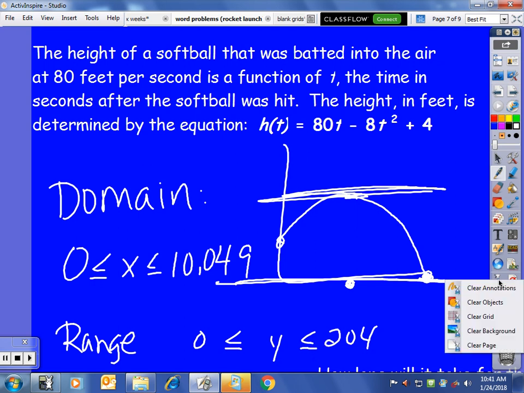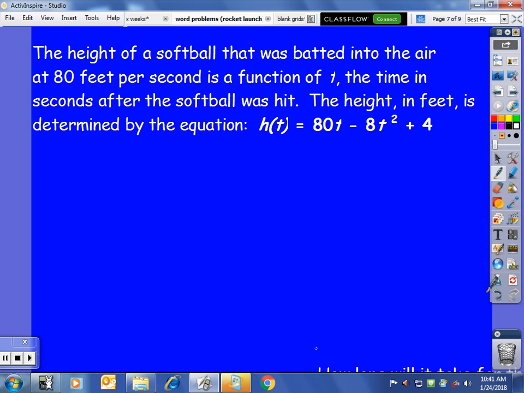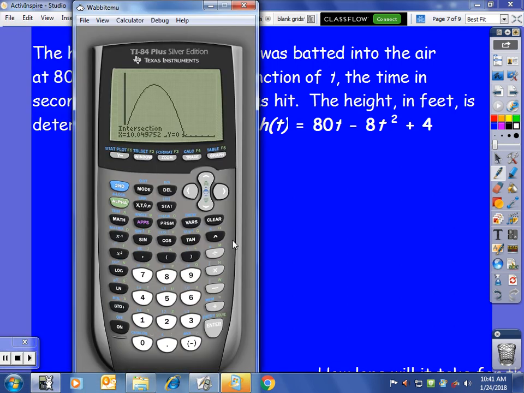Now, next type of question. When will this be 50 feet high? When will it be 50 feet high? You go to y equals and put in 50 feet, and you see where they intersect. It's going to happen twice. Once on the way up and once on the way down.